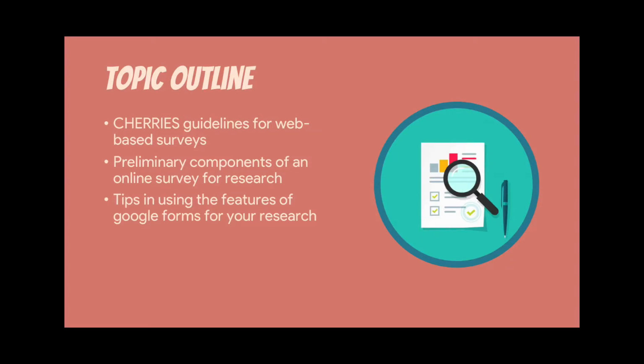So here is our topic outline. We'll discuss the CHERRIES Guidelines for web-based surveys, and then we'll talk about some features in using Google Forms for your research, which is usually a common online software application that we make use of when we do research quantitatively online. And then we are going to also talk about preliminary components of online surveys for research, and also some tips for you to be able to maximize the features of online surveys to make the most out of the research that you're doing.